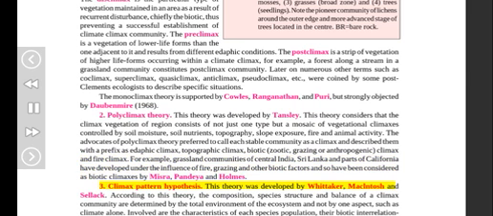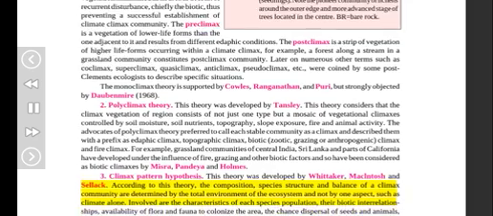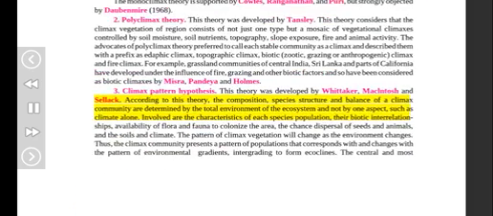3. Climax pattern hypothesis. This theory was developed by Whittaker, McIntosh and Selak. According to this theory, the composition, species structure and balance of a climax community are determined by the total environment of the ecosystem and not by one aspect, such as climate alone. Involved are the characteristics of each species population, their biotic interrelationships, availability of flora and fauna to colonize the area, the chance dispersal of seeds and animals, and the soils and climate.